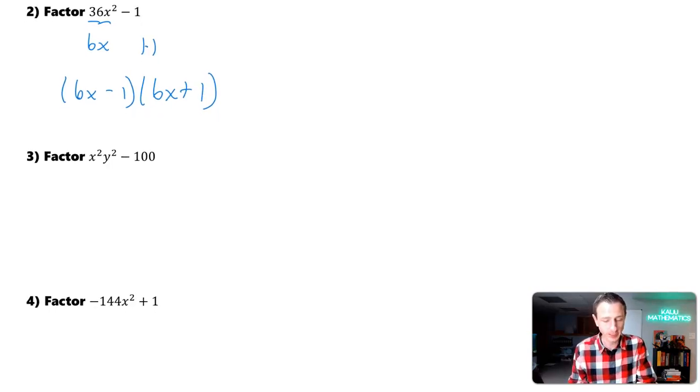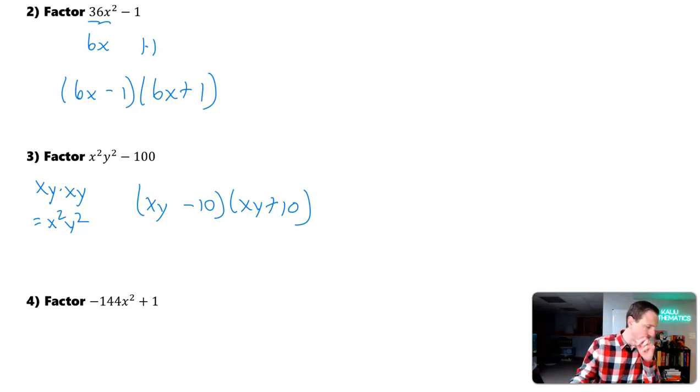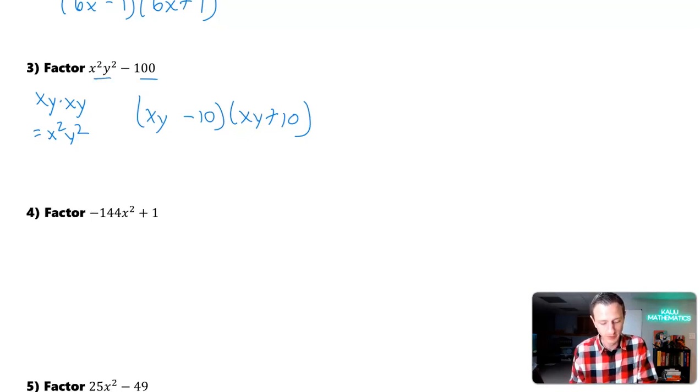Number three, x squared y squared minus 100. x squared y squared is a perfect square because xy times xy would get us x squared y squared. So even though there's multiple terms that are squared, it's still a perfect square because xy times xy gets you right back to x squared y squared. So this is going to be xy, and then 100 is 10 times 10. So xy minus 10 times xy plus 10. Difference of two squares. Two squares means a difference. Subtraction. Subtraction means difference.